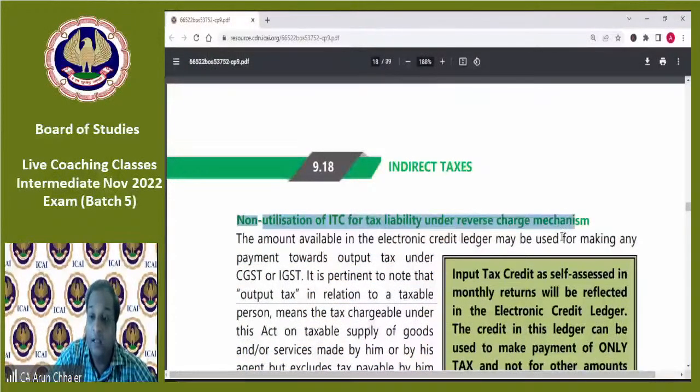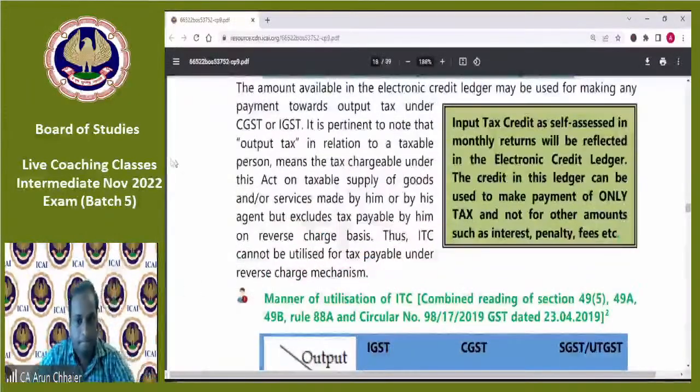ITC cannot be used for the liability under RCM. Suppose you have taxes to be paid under reverse charge. I have received legal services and need to pay the tax under RCM. For payment of this tax liability, can I use ITC? No. You have to pay in cash. Is it clear? Kindly confirm.